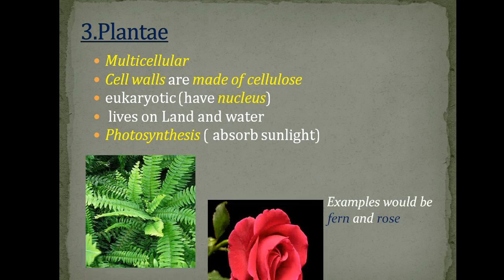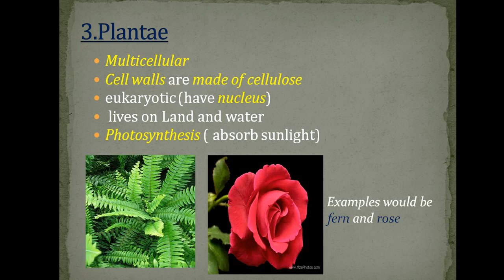Two examples would be fern and rose. They both are eukaryotic and multicellular. They produce food through photosynthesis. Ferns and roses can both reproduce sexually and asexually.